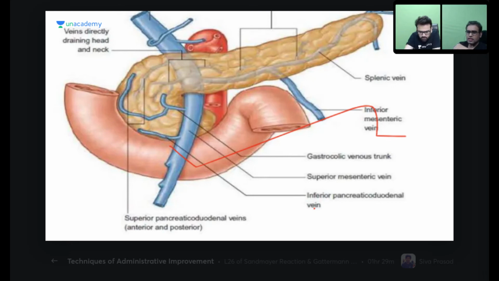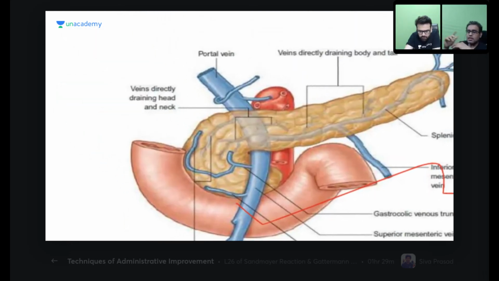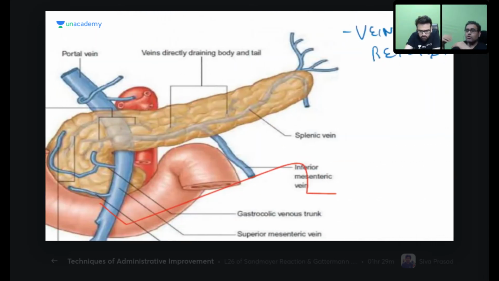Yes, this is the vein of Retzius. That vein of Retzius is the one which is a part of portocaval anastomosis. Okay, so portocaval anastomosis, vein of Retzius, posterior abdominal wall.